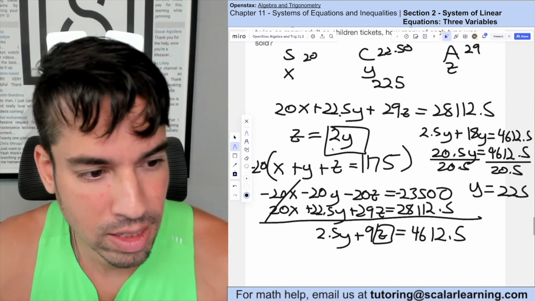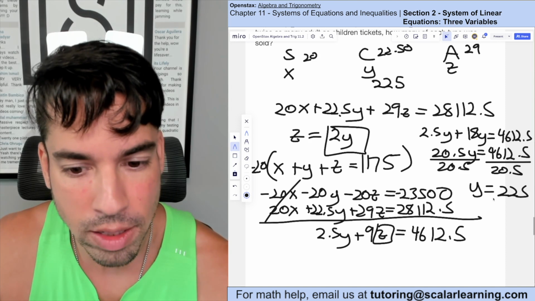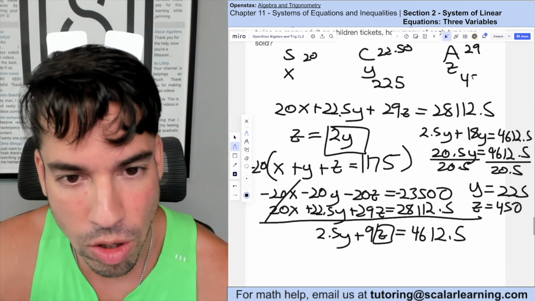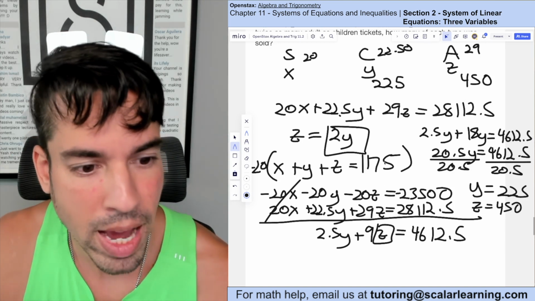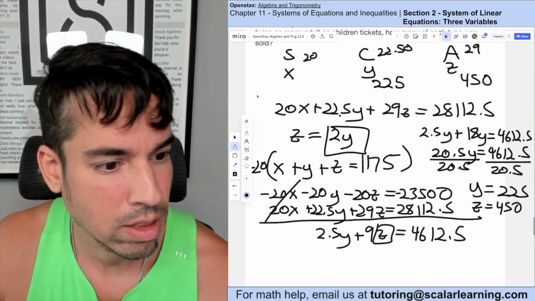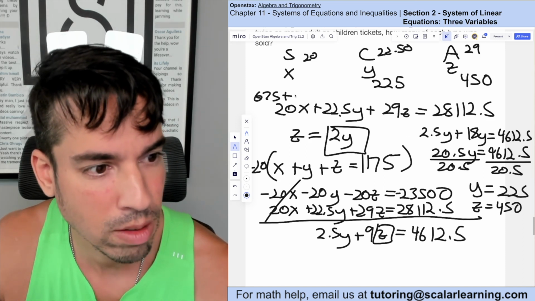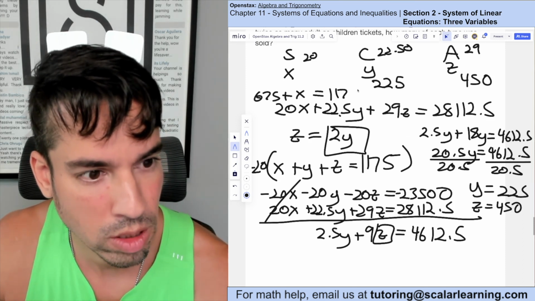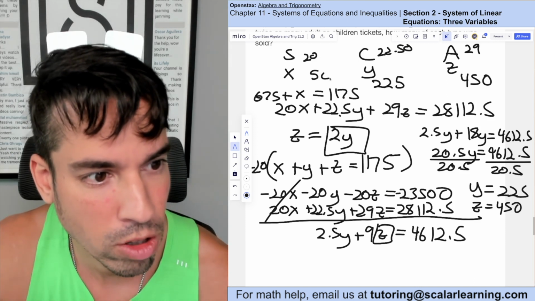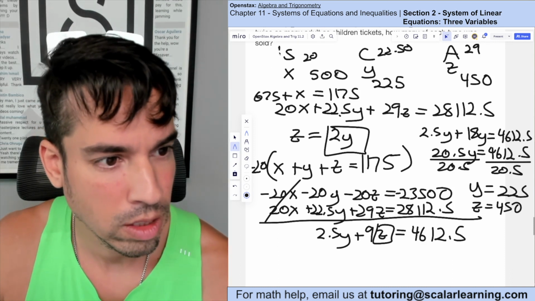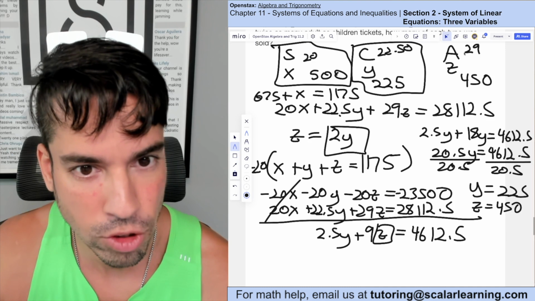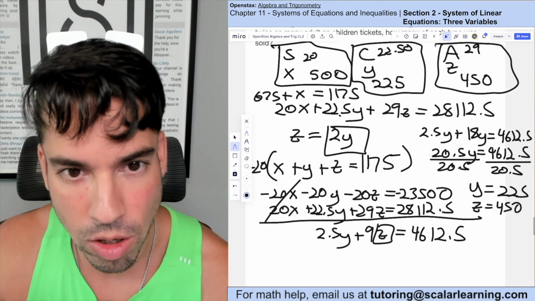Now I can easily get z because z is just double y. So double that is exactly 450. So that's the number of adults. And then last but not least, all 3 of them add together to get 1175. So if I add this plus this, that's 675. And then plus x is equal to 1175. Subtracting 675 from both sides, we get an even 500 for students. So the final answer is 500 students, 225 children, and 450 adults. That's how you do it.